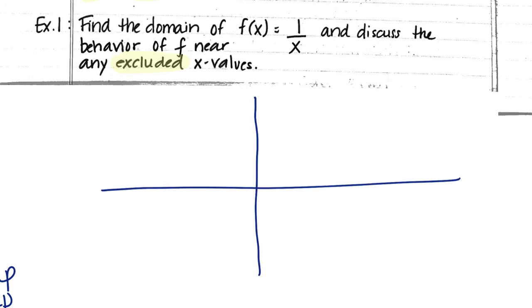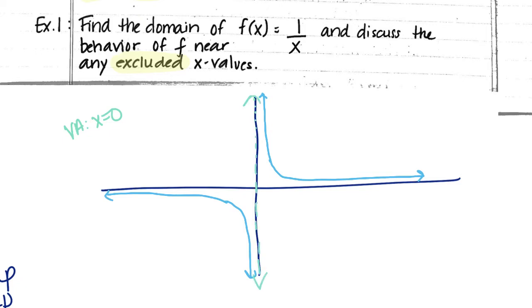is going to, I'll graph it in a different color, look like this. And we've discussed a little bit about vertical asymptotes, but in this case, it is going to have a vertical asymptote at x equals 0, which is right smack dab down our y-axis. So it says discuss the behavior. First of all, let's answer the first question. The domain is all real numbers, but x cannot equal 0, because remember that vertical asymptote is where x cannot equal.